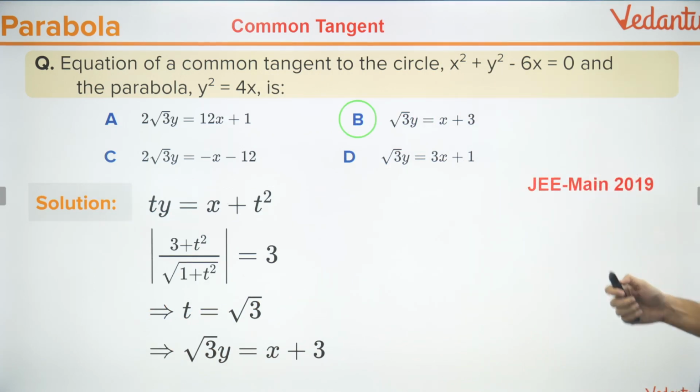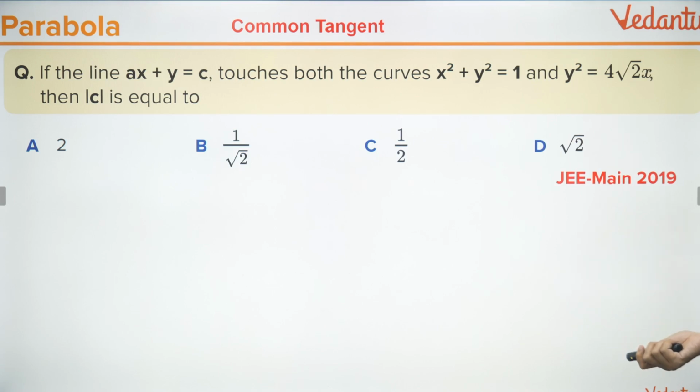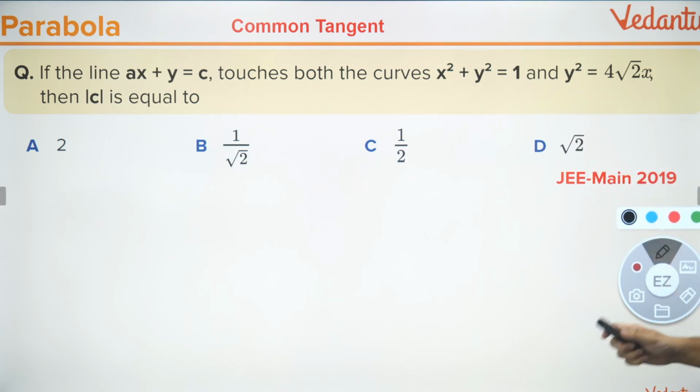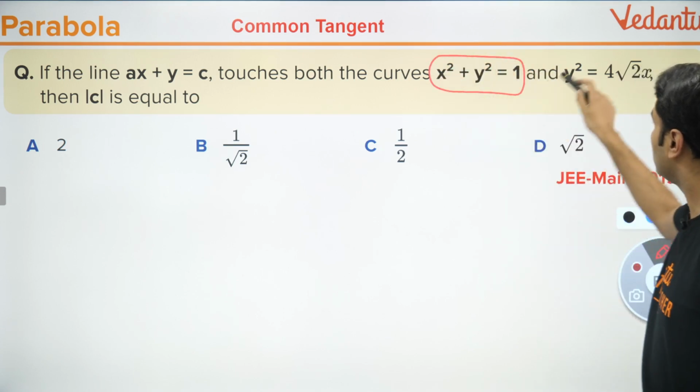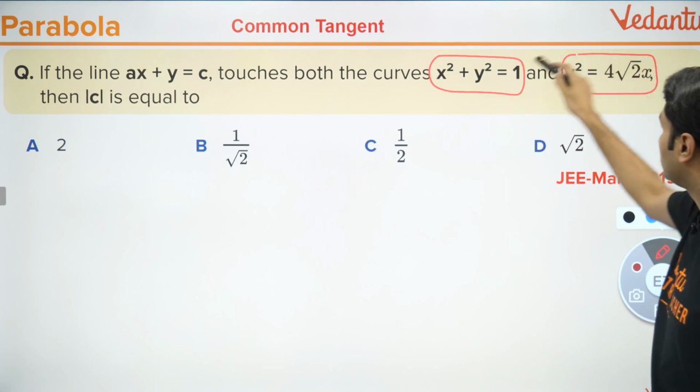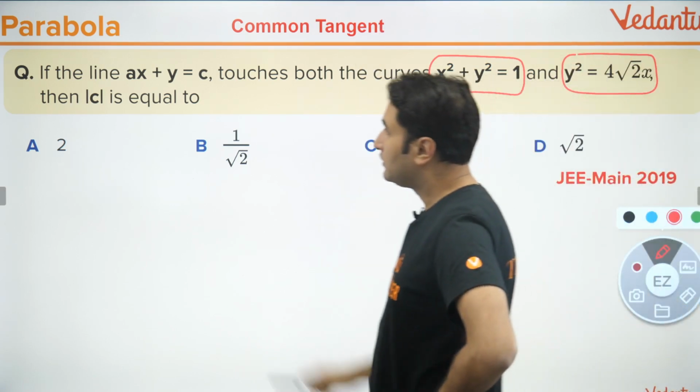Let's move ahead. Now let's solve this problem. Common tangent, one more. Can you do it? Now I want you to do it yourself. Do it. Read it. If the line touches both the curves, this and this, same problem, different language. Circle, very simple. Parabola, very simple. That is a line. Find out mod c.